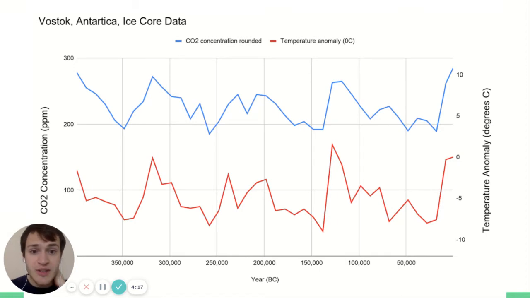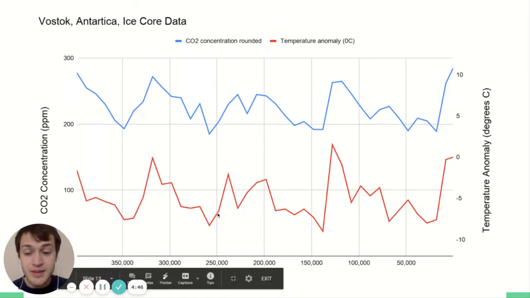So what you're going to see on this graph, we have a blue line that says CO2 concentration, rounded. The CO2 concentration, we're going to read using the numbers on the left, and the unit for that is ppm, or parts per million. Remember, that's how we always measure carbon dioxide in the atmosphere. The bottom line, the red line, is temperature anomaly.